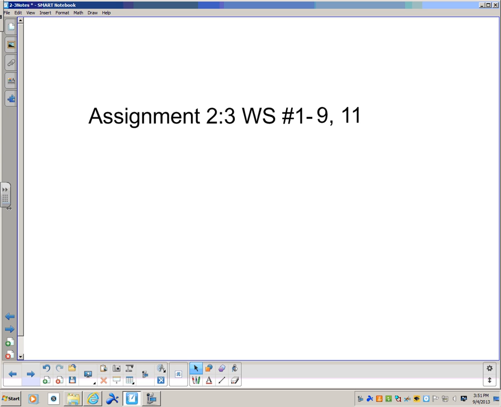So now we're at a little stopping point here. Tomorrow you'll work on this assignment, so you're doing this at home at night. You've taken all your notes, so you're prepared for tomorrow. When you come in, you can do your do now, and then you can work on the 2-3 worksheet, 1 through 9 and 11. I'll have that up tomorrow in class for you. So good job on your notes, and we'll see you tomorrow.